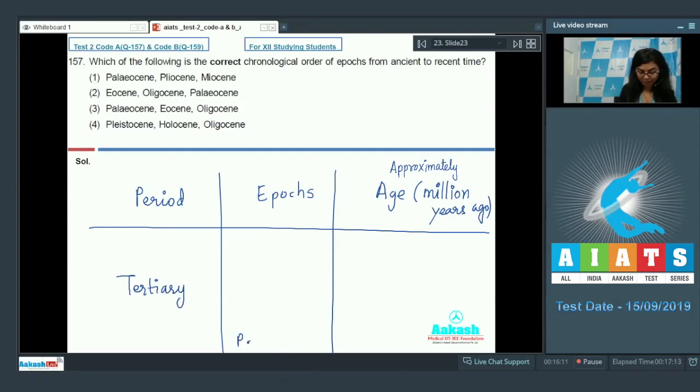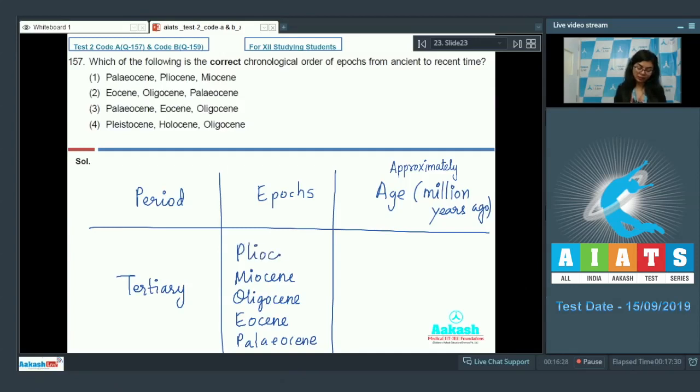The oldest was Paleocene, then came Eocene, after which Oligocene followed, after which Miocene, which was followed by Pliocene. And if we see the age, this is the oldest. It was 65 million years ago. Eocene was about 57 million years ago. Oligocene 34, Miocene 23, and Pliocene about 5 million years ago.